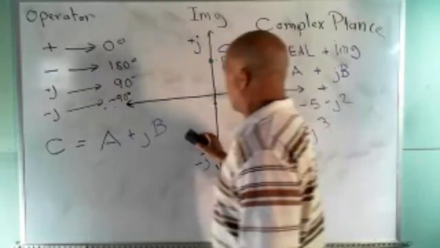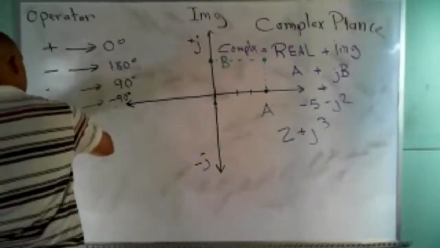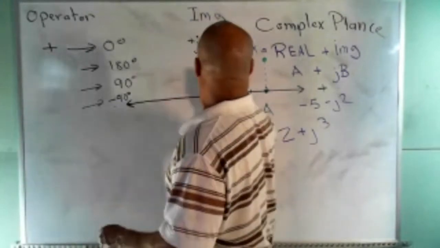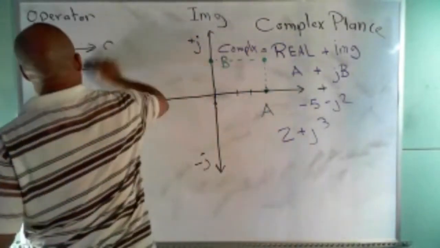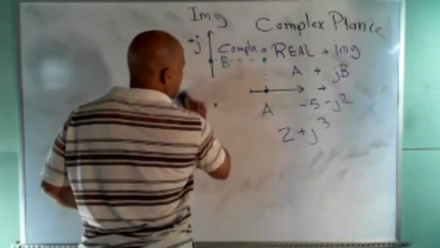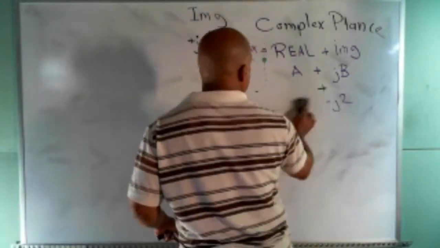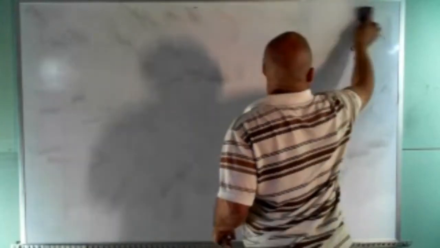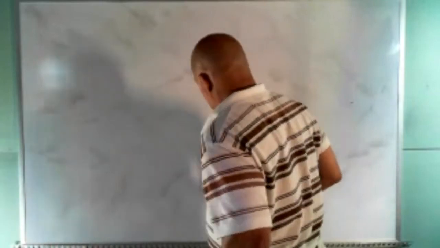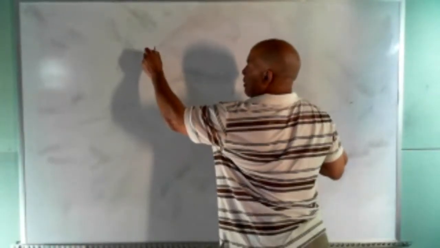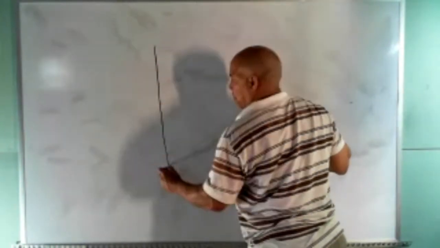Now let me clean this up a little bit because I want to show you something else. There's actually two ways to write a complex number. I already showed you one way. I want to show you the other way. So let me clean this up a little bit. All right, so we'll go back to my complex plane.